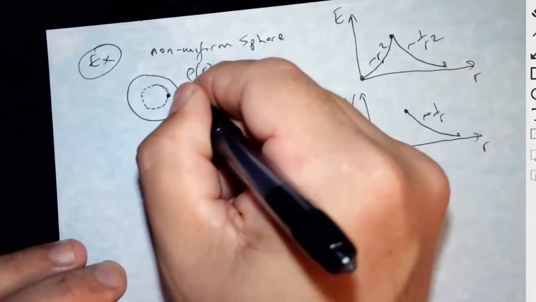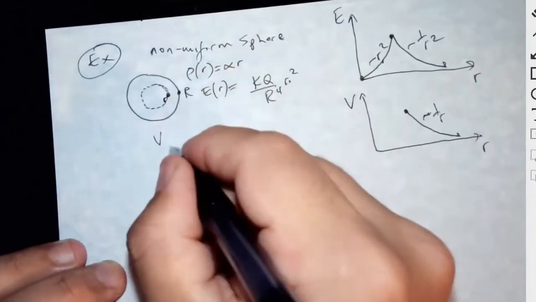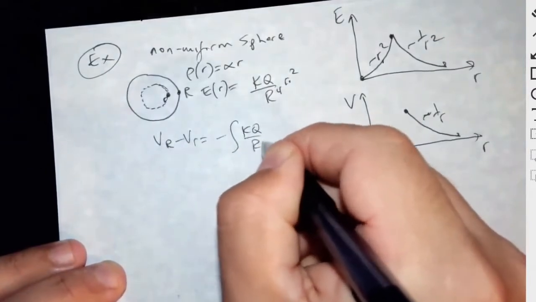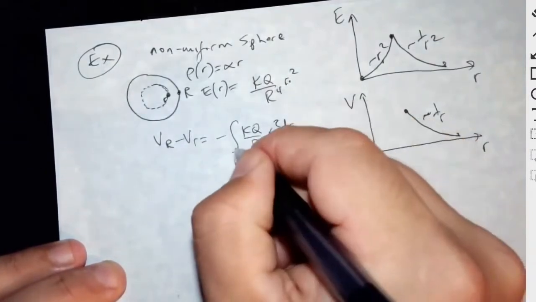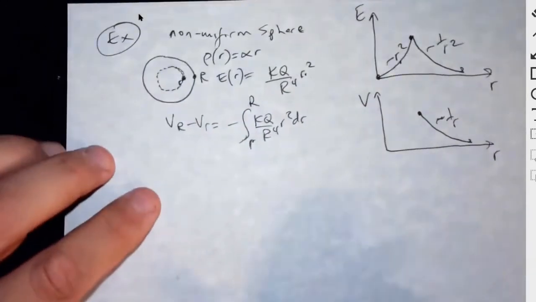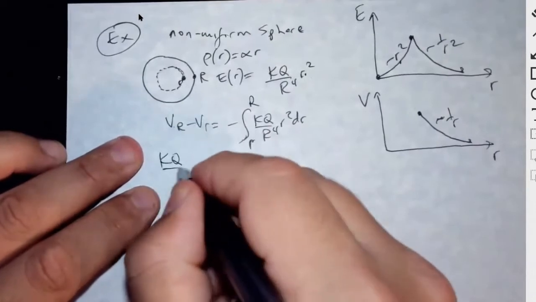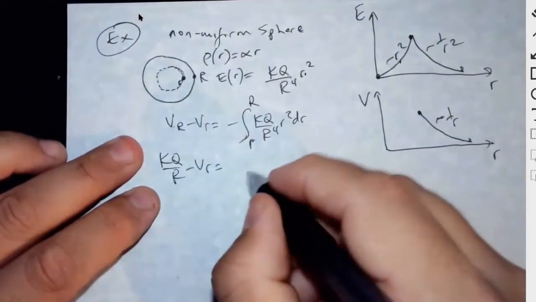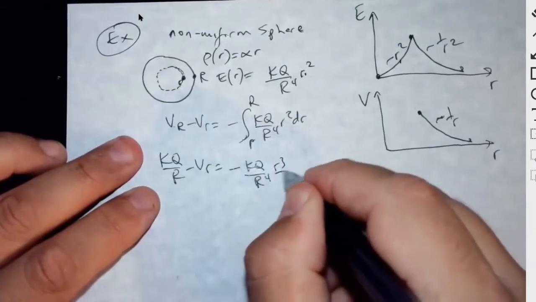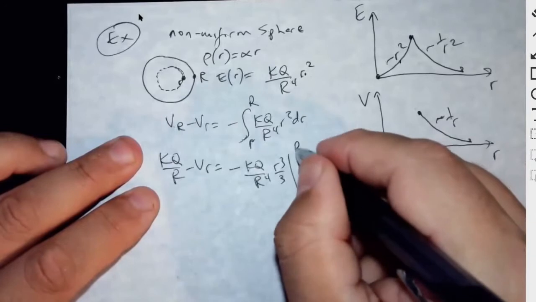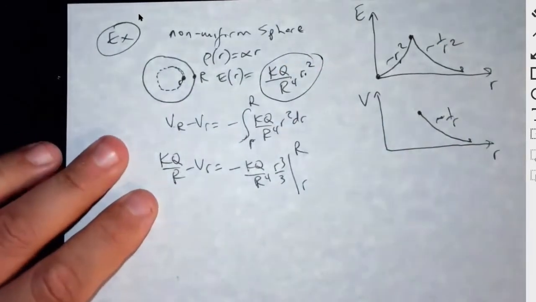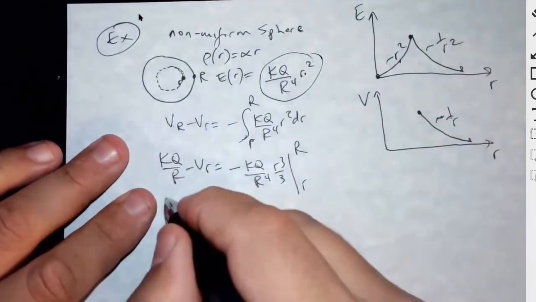V sub big R minus V sub R is negative integral KQ over R to the fourth, R squared dr from R to the R. Right, so then here you put negative KQ over R to the fourth, R cubed over 3, R to the R. So you take your electric field that you got from Gauss's law, put it there, integrate it.